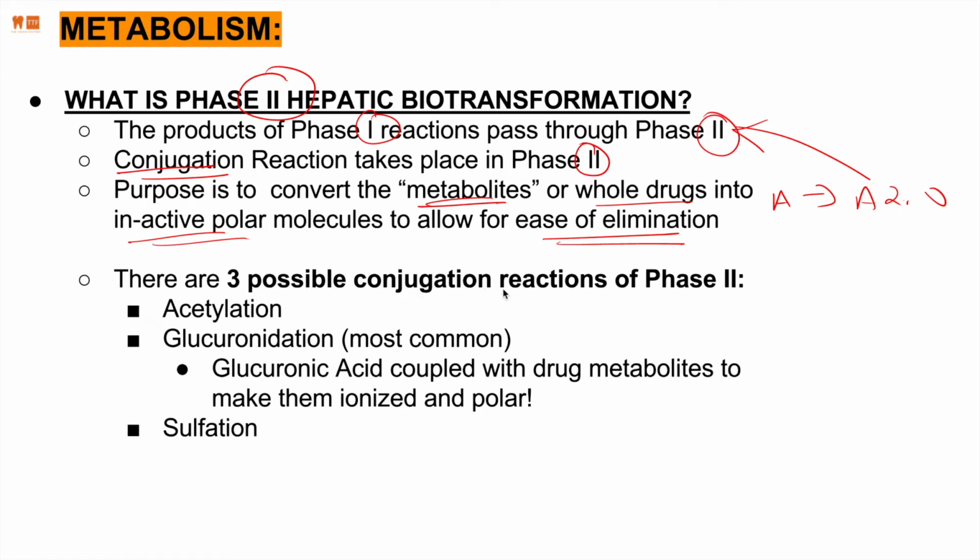There are 3 possible conjugation reactions of phase 2. We got acetylation, we got glucuronidation, which is the most common, where glucuronic acid couples with drug metabolites to make them ionized and polar. That's what happens. A glucuronic acid will couple itself with the drug metabolite and then it will become inactive. And last but not the least, it's the sulfation reaction.